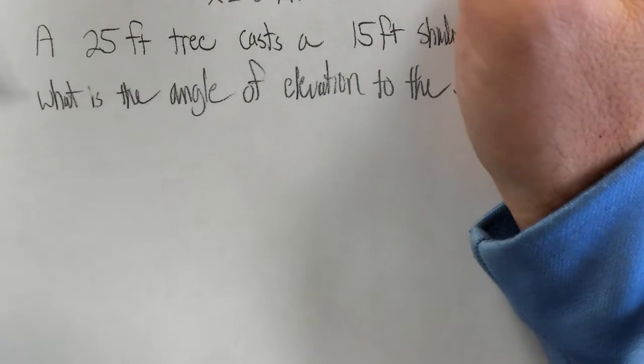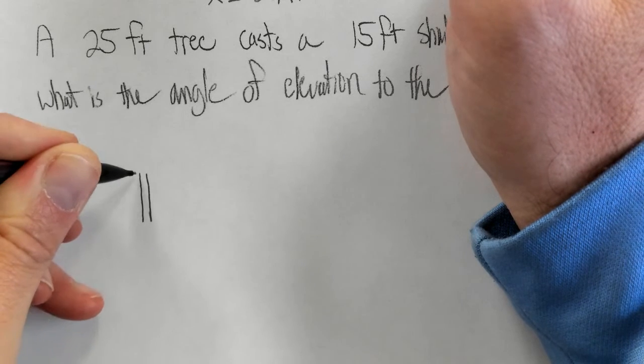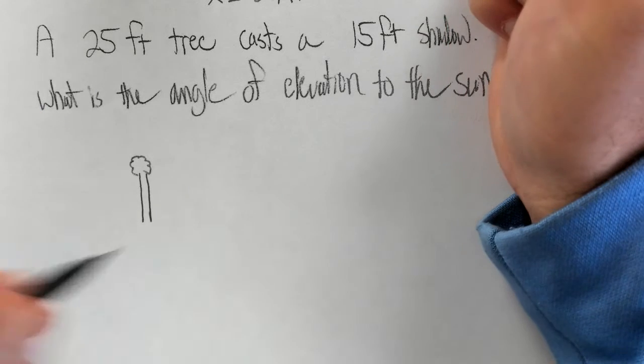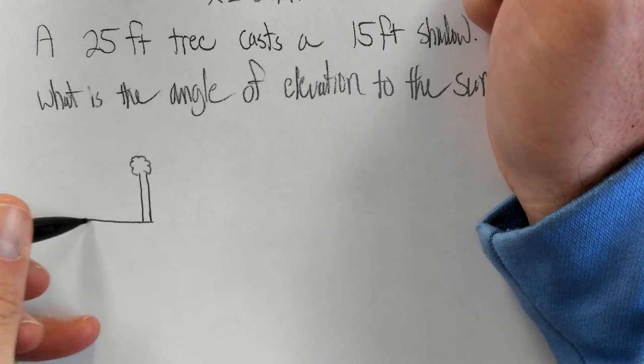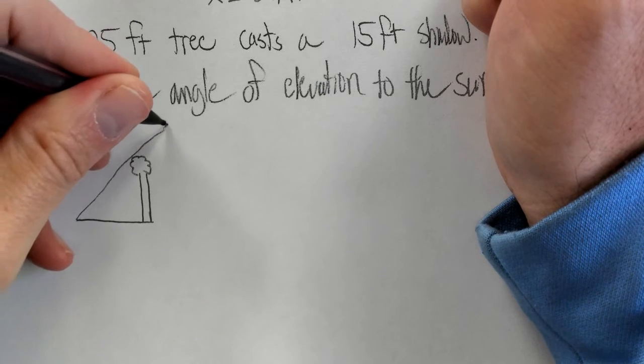Alright, we need another drawing. What are we going to draw? Well, we need a tree. Alright, what else do we need? Shadow. And angle of elevation going up to the sun again.